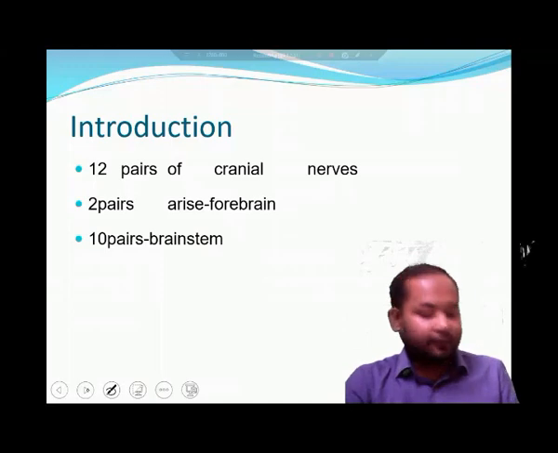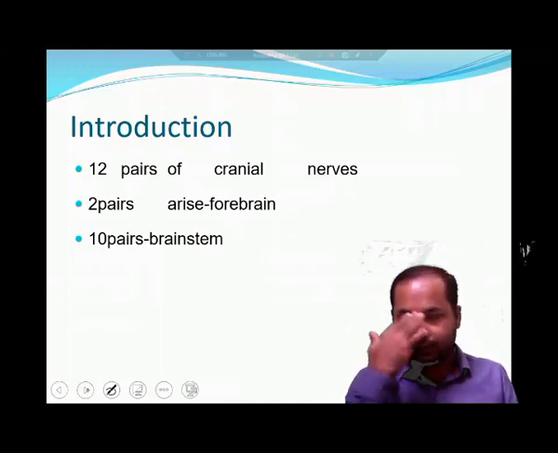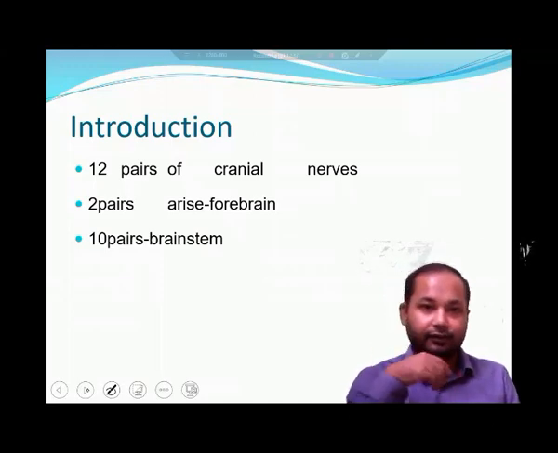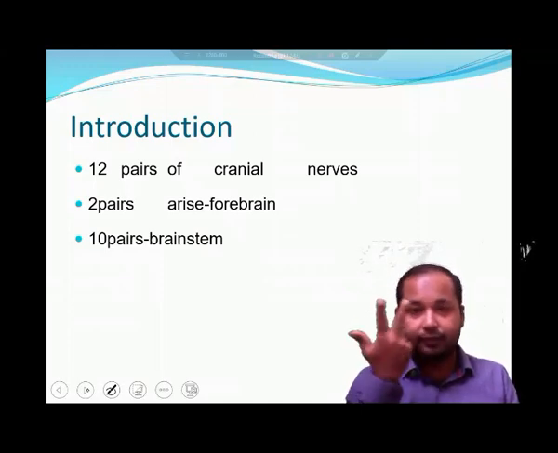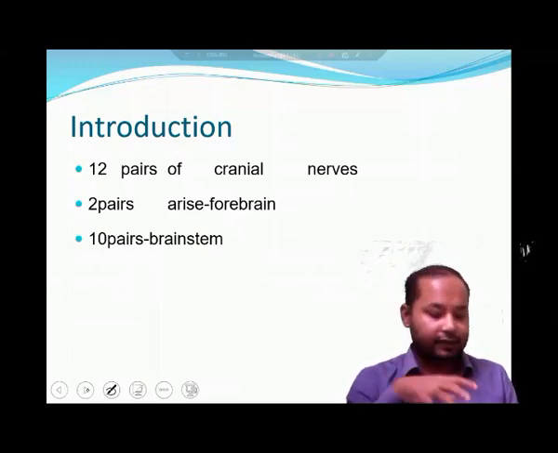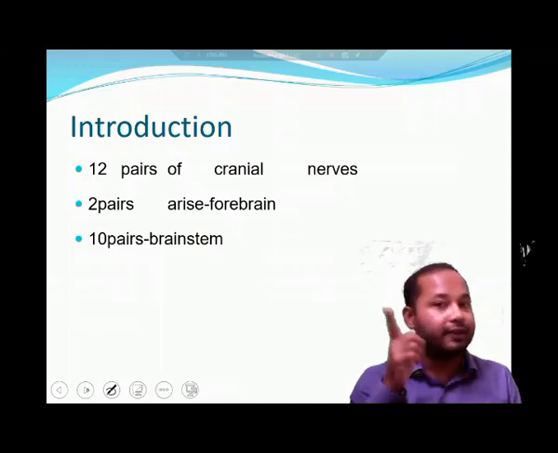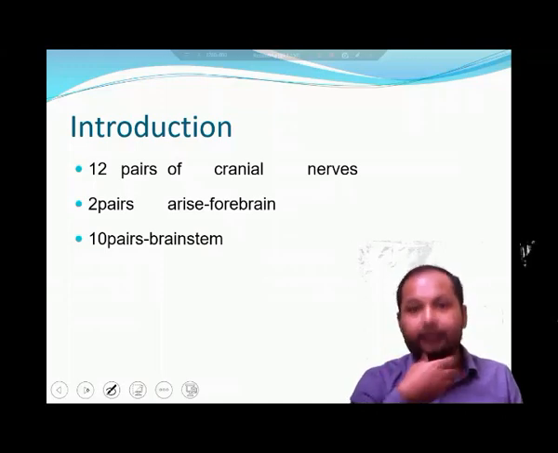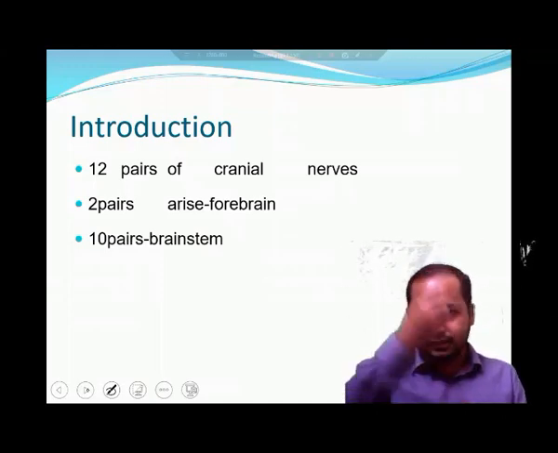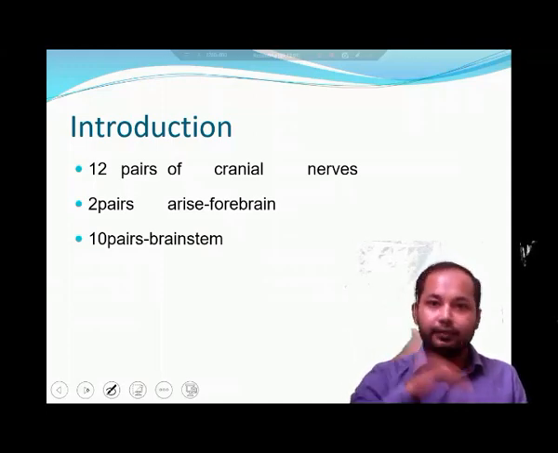There are 12 pairs of cranial nerves, and 2 pairs are arising from the forebrain itself, that is the optic nerve and the olfactory nerve. Since they are carrying special sensation directly to the brain, they are not included among the cranial nerves which are arising from the brain stem. Brain stem is the middle part which is not divided just like the cerebrum or the cerebellum. It is the solid part, just like the tree trunk. It is coming downwards, undivided, and it is divided into midbrain, pons, and the medulla oblongata.